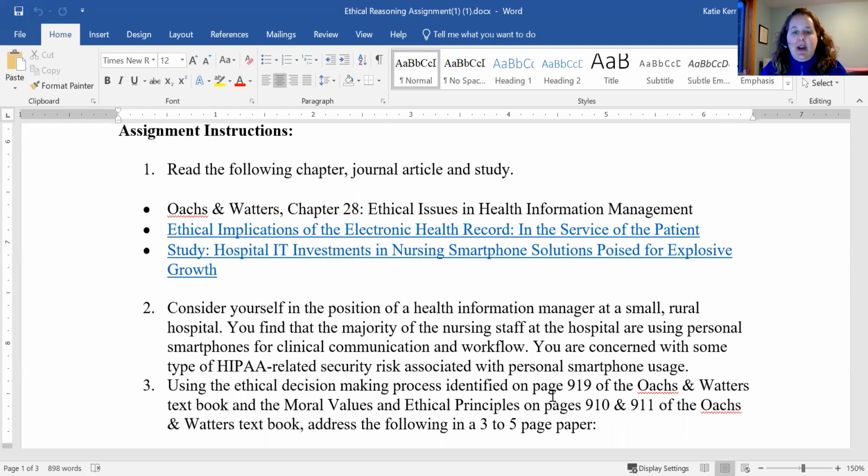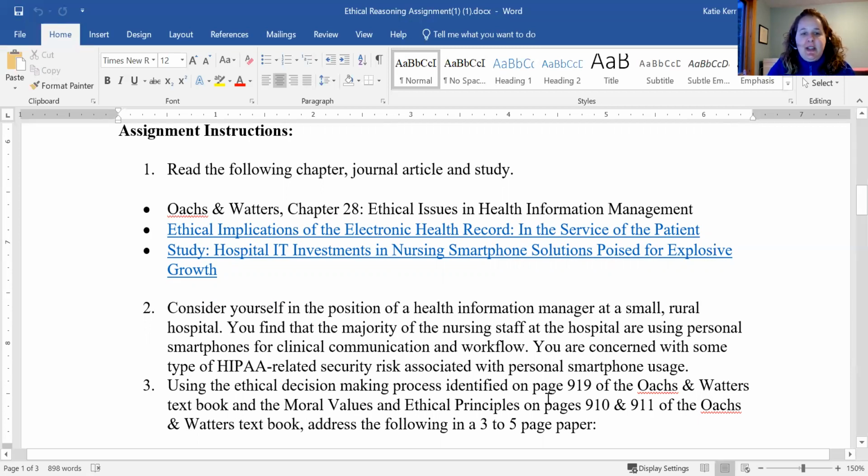And so after you're done reading those, I want you to put yourself in the following framework, where you are the health information manager at a small rural hospital, and you find that the majority of the nursing staff at the hospital are using personal smartphones for clinical documentation and workflow. Okay, you're concerned with some type of HIPAA-related security risk associated with personal smartphone usage.